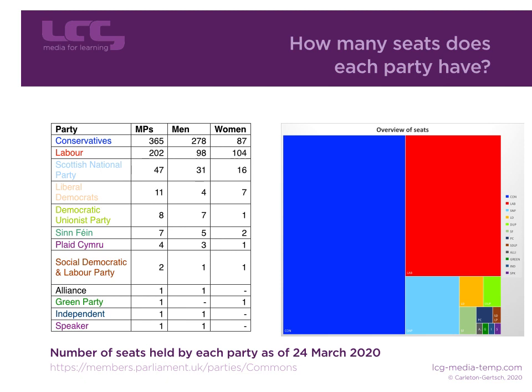So the Scottish National Party represents the interests of Scotland. The Democratic Unionist Party and Sinn Féin represent the interests of Northern Ireland. And Plaid Cymru, with 4 MPs, represents the interests of the Welsh.